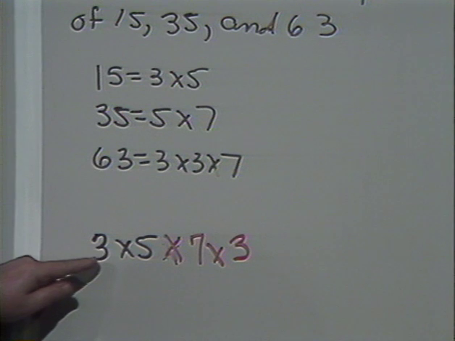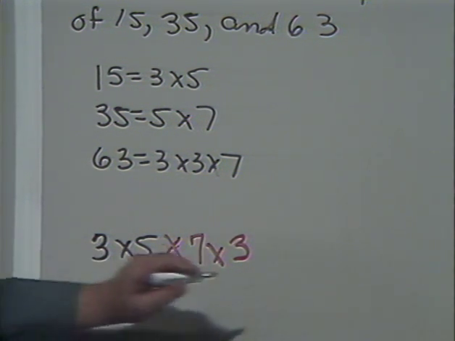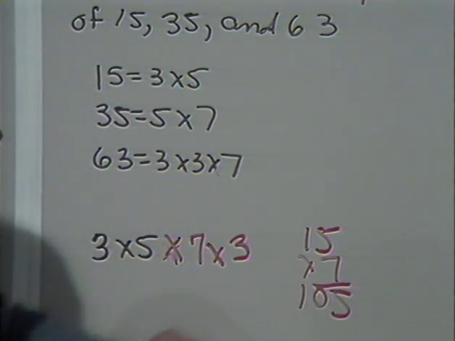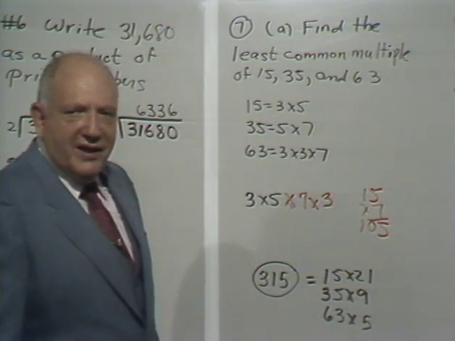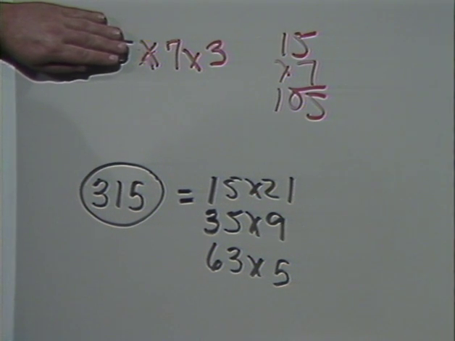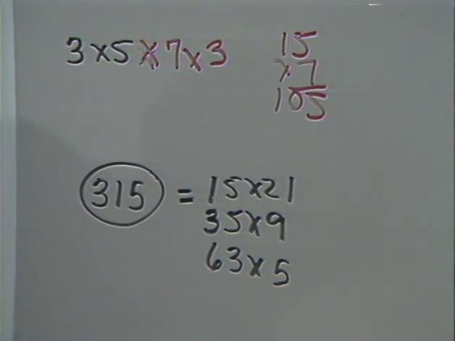Let's figure this out. 3 times 5 is 15. 15 times 7 is 105, and you don't have to do that in your head. You can go back to Module 3 for that. And 105 times 3 is 315. And in fact, since 15 is 3 times 5, if I cover that up, notice that what's left is 21. In other words, 315 is 15 times 21.